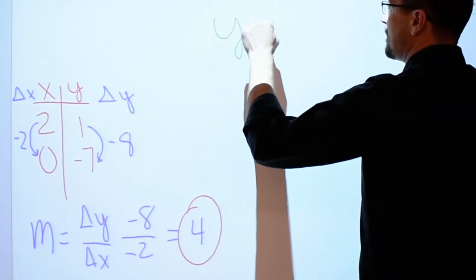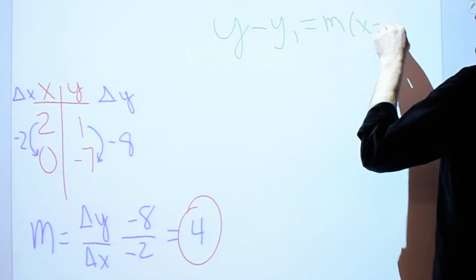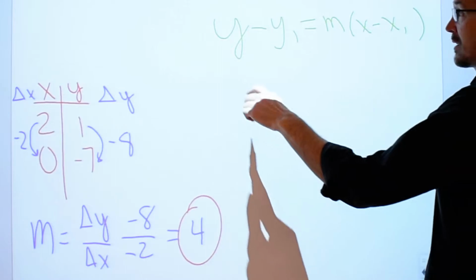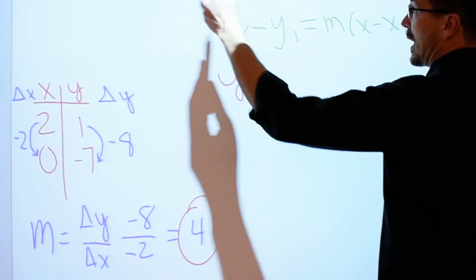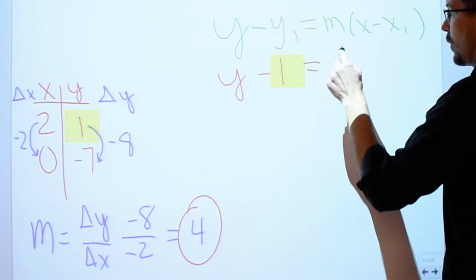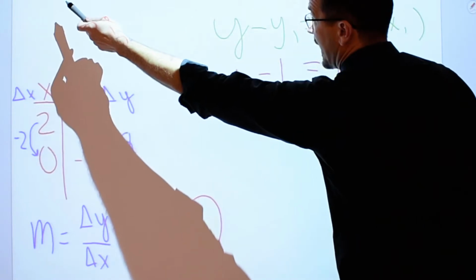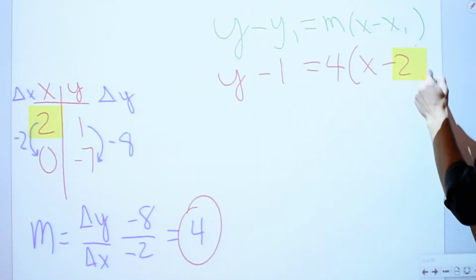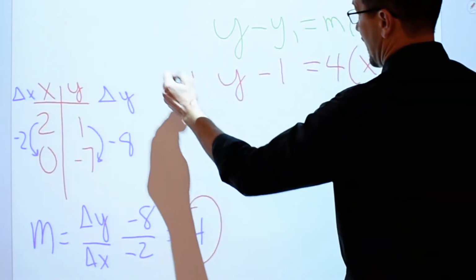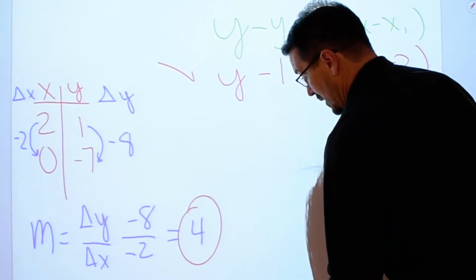I know y minus y1 equals m times x minus x1, which is point slope form. And now I'm just going to substitute my values in. I have y minus y1, which is 1, equals m, which we now know is 4, times x minus x1, which is 2. And boom, point slope form. I'm done if that's what they asked for. Check.